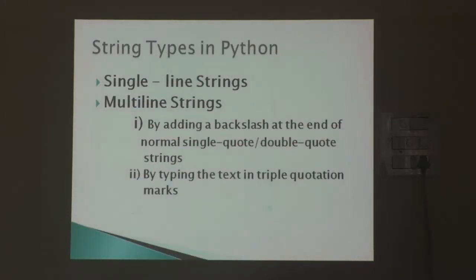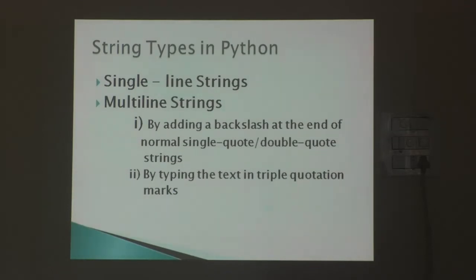String types in Python: a single line string, then a multi-line string. In a single line string, we are going to give the string in a single line. I will explain with the help of an example. The next one was the multi-line string.